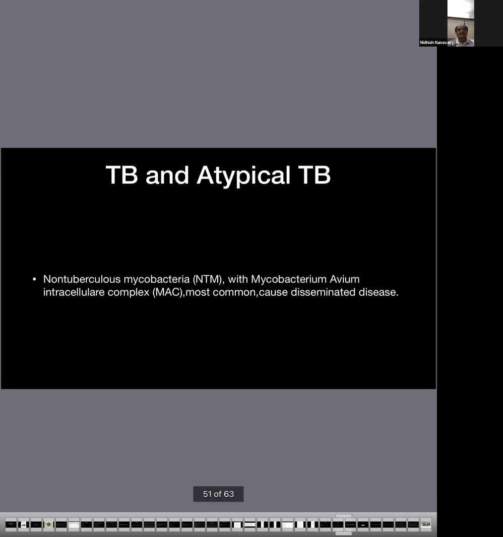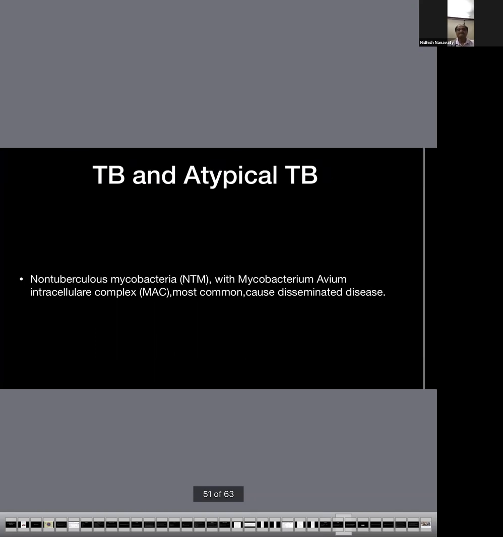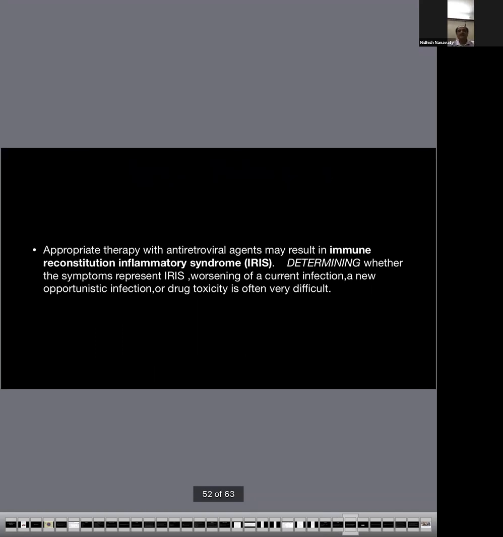In TB and atypical TB, non-tuberculous mycobacteria, with Mycobacterium avium intracellulare complex, are the most common cause of disseminated disease. Appropriate therapy with antiretroviral agents may result in immune reconstitution inflammatory syndrome, and determining whether the symptoms represent IRIS, worsening of a current infection, a new opportunistic infection, or drug toxicity is often very difficult.